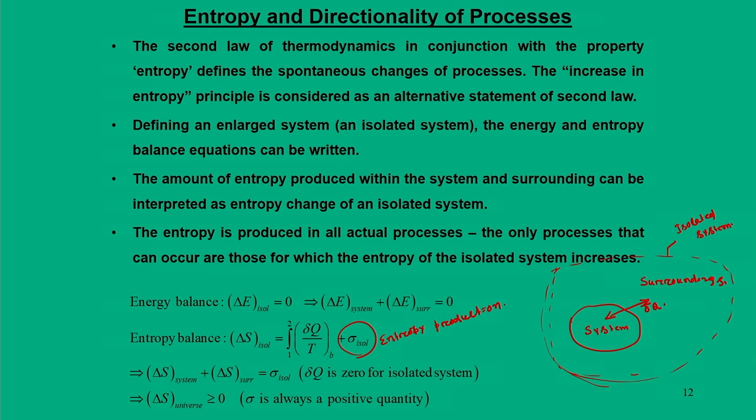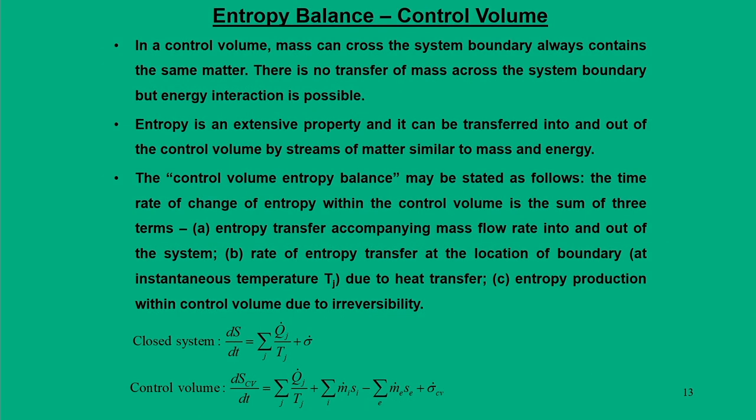For this we can frame the law that delta S universe is always greater than or equal to 0. So, we say that entropy is always produced by all actual processes, and for which the entropy of the universe is always greater than or equal to 0. Or in other words, we can say the entropy of an isolated system increases. In this case, the isolated system is nothing but the universe.